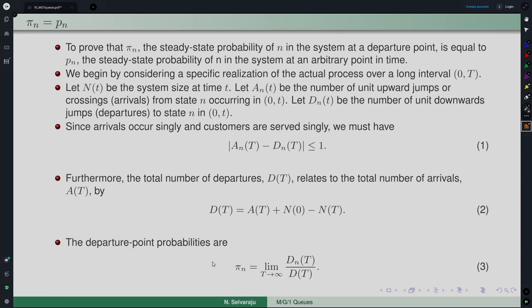Okay. So, what do we want to show? We want to show that pi_n, which is the steady state probability of n in the system at a departure point, is equal to p_n, which is the steady state probability of n in the system at an arbitrary point in time. Okay. Now, how do we see this? We consider a specific realization of the actual process over a long interval 0 to t.